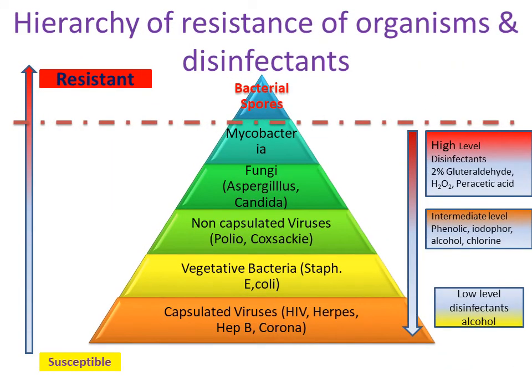These disinfectants can be categorized into three levels based on their activity against microorganisms. They are low level, intermediate and high level disinfectants. You can increase the concentration of some low level disinfectants to make high level disinfectants. But none of these are sporicidal or sterilants.